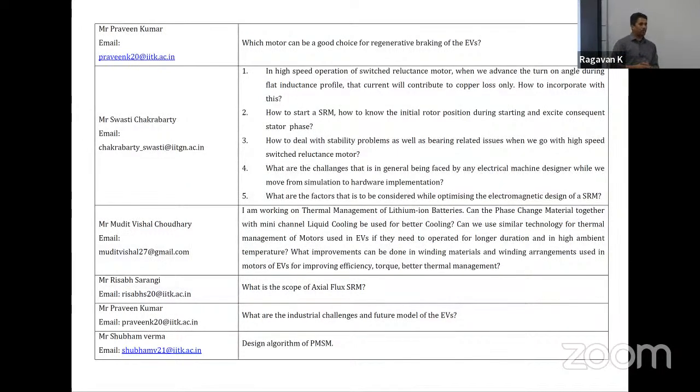That'd be terrible. So, all right, let me go to this one first. I'm working on thermal management system, lithium-ion batteries. Can the phase change material together with mini channel cooled liquid cooling system be used for better cooling? Can we use similar technology used in EVs if they need to be operated for a longer duration in high ambient temperature? What improvements can be done? That's a lot. Okay, what improvements can be done in winding materials and winding arrangements used in motors of EVs for improving efficiency? Wow. Okay, that's a lot.